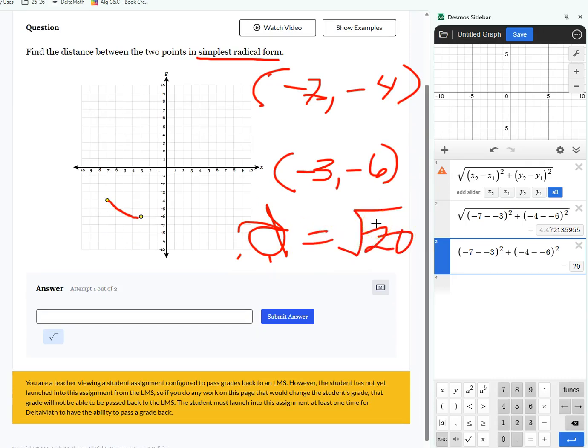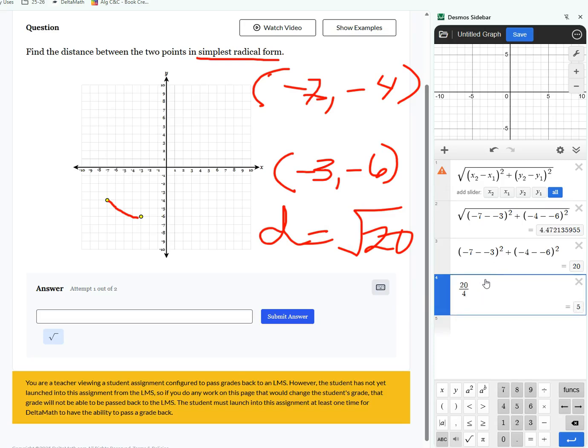Now that's not simplest radical form, so we need to make it simplest radical form. So to make it simplest radical form, we'll look at our 20 and try to figure out what will go into that 20. Which of my perfect square numbers goes into that 20? So I know that 4 divides evenly into 20. So since 4 divides evenly into 20, I know that that's going to be my perfect square.